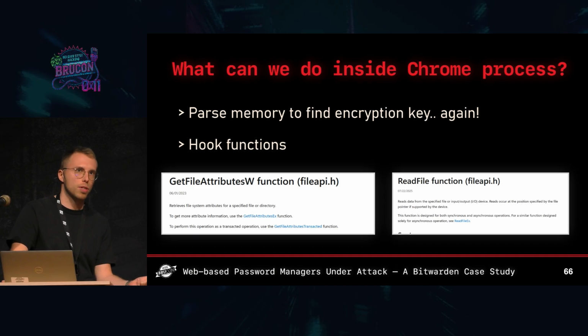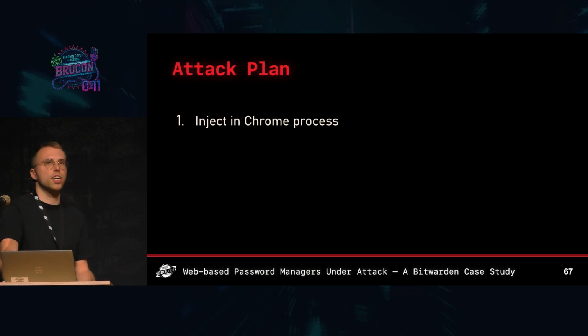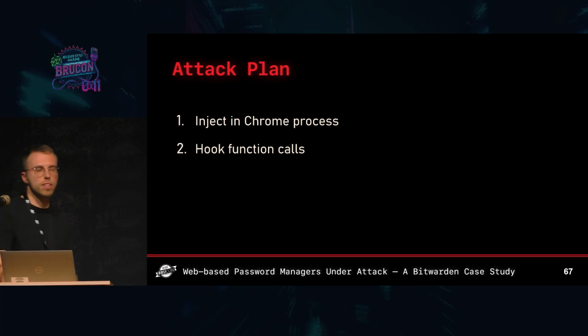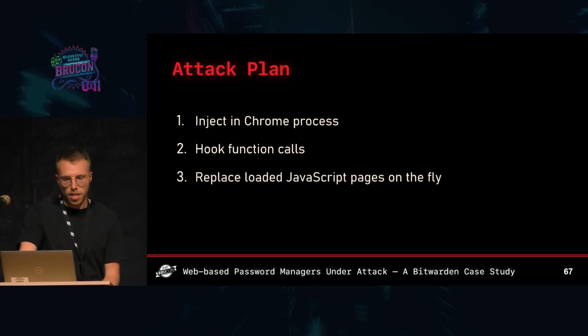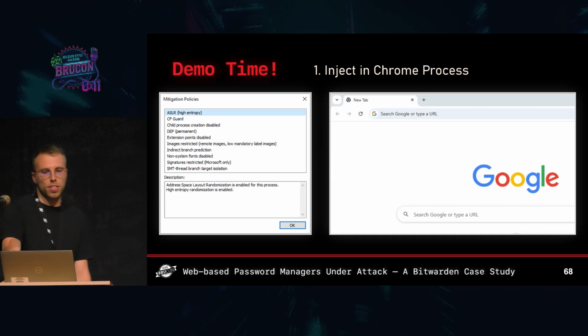We are going to do the same. We are going to include a backdoor in the loaded files, but this time not from disk, directly from memory, from a process injection. So the attack plan here is to first inject into the Chrome process. Then we are going to hook these function calls, replace on the fly the JavaScript with a backdoored version, and then hopefully profit and get our database once again. But it's not that easy, because injecting into the Chrome process, there are quite a few mitigation policies that you can see on the left, but we can still manage through various means.